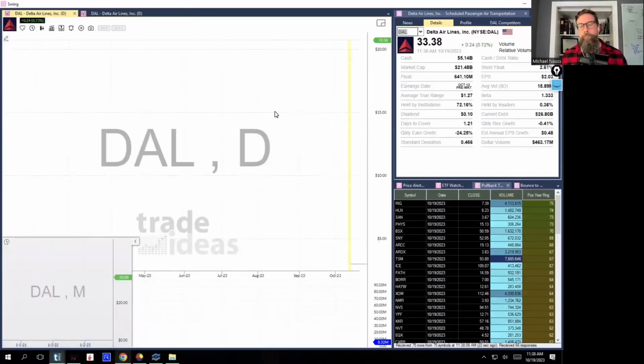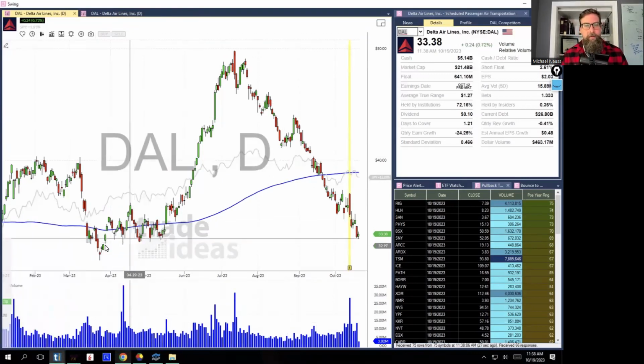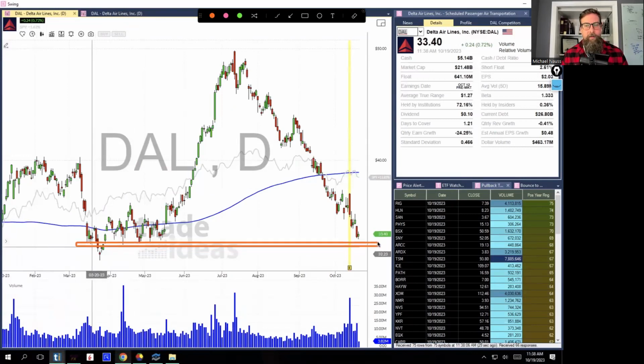DAL, Delta Airlines. Oof. Right? That's all I got to say. We've got a do or die area from here. This has got to be one. If you're trading this, you have to just kind of be trading for a bounce. That's the only reason they make sense, is you take the trade as an oversold bounce.